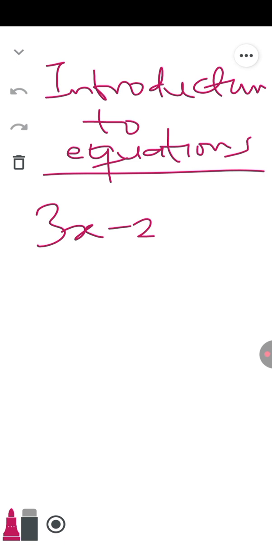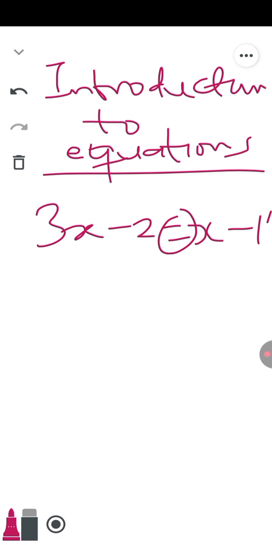An equation is the equating of two expressions. For example, if I have 3x minus 2 and I equate it to another expression, which is x minus 1, then now I have what? I have an equation. What have I done? All I did was to equate two expressions. Very simple. I equated two expressions. That's where the name equation came from. Is that okay? Now it's very simple.